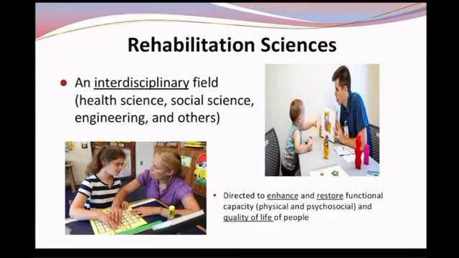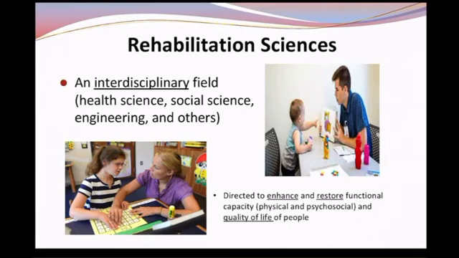So, as a profession, we aim to enhance and restore functional capacities of the individual and also their quality of life. Many professionals who work in the field also become researchers and develop rehabilitative treatments and technology that are timely and also evidence-based. A graduate from an accredited institution, as well as certification and licensing, is required for a career in this field.